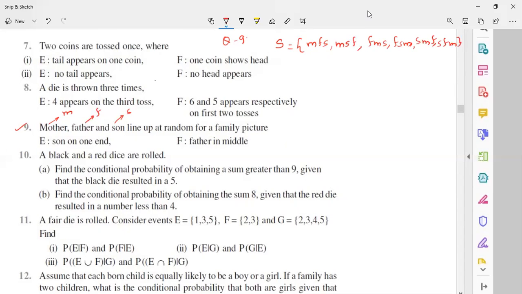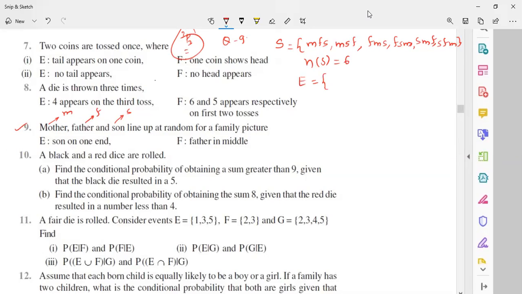No, sorry, that formula will not apply here. So 1, 2, 3, 4, 5, 6. So permutation can be applied: 3P3, 3 persons can be placed in 3 places, 3 into 2 into 1 is 6. So there are 6 possible cases, equally likely events. n(S) is equal to 6.